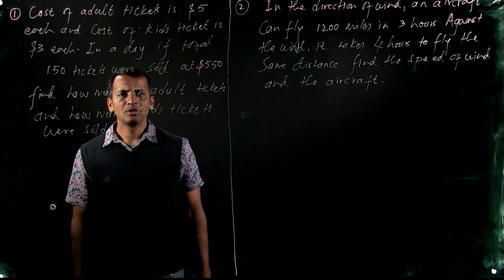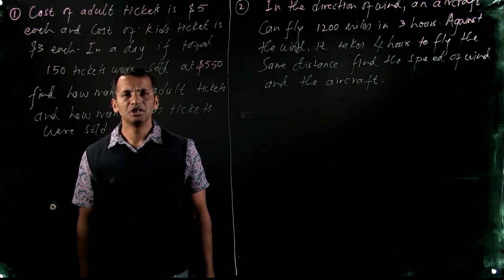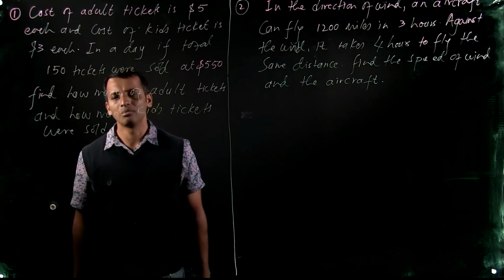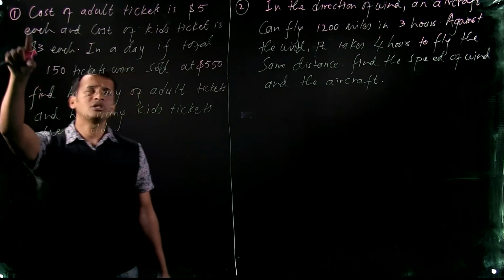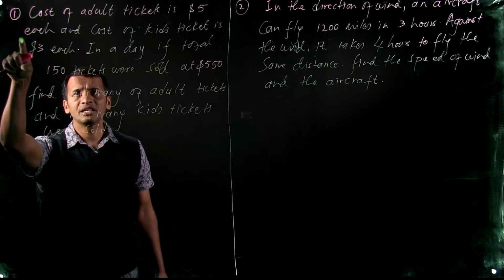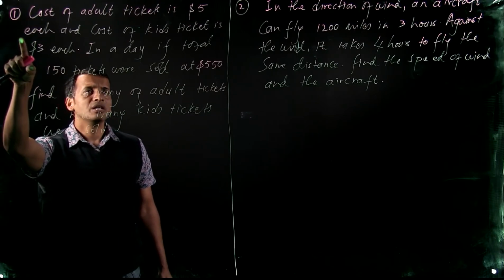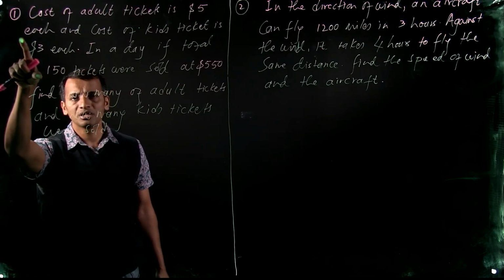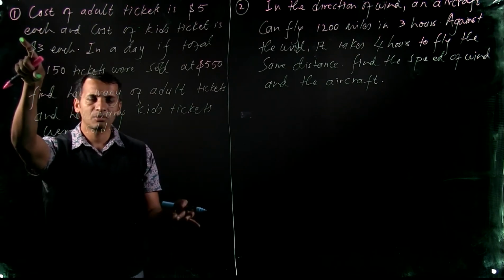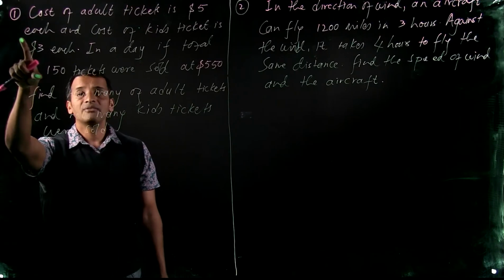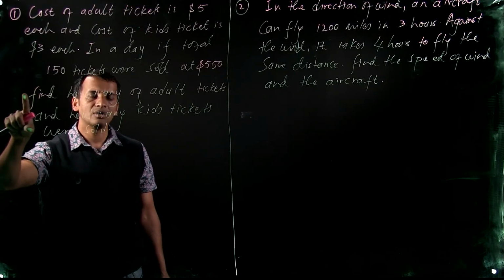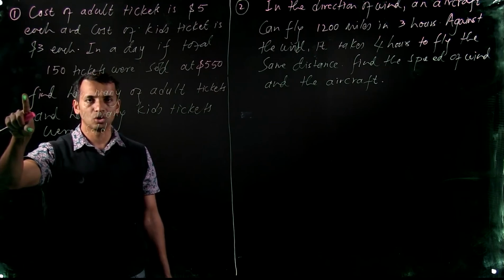Let me show you a couple examples on how to use a system of linear equations in some real life or application problems. The first example is the cost of an adult ticket is $5 each and the cost of a kids ticket is $3 each. In a day, a total of 150 tickets were sold, and the total money they made is $550. So you want to find out how many of each type of ticket were sold.